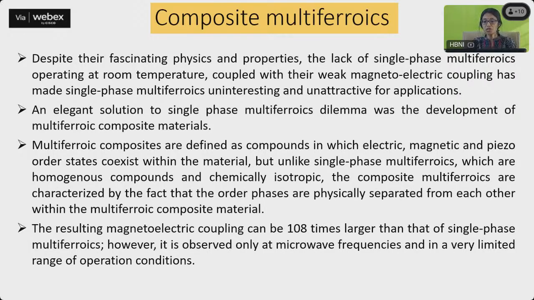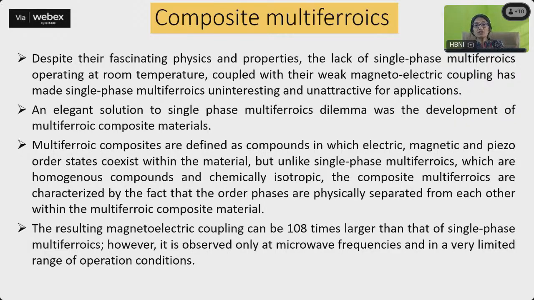So what is the solution to it? You can develop these multiferroic composite materials. These are compounds in which the electric, magnetic and piezo order states coexist within the material. But unlike single phase multiferroics, which are homogeneous compounds and chemically isotropic, these composite multiferroics are characterized by the fact that the order phases are physically separated from each other within the composite material.